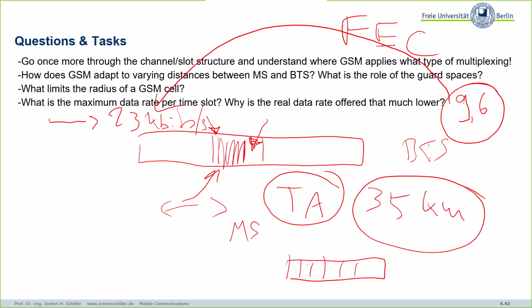Okay, so what you should understand is this basic idea of multiplexing. Again, not all the protocols. That is way too much.